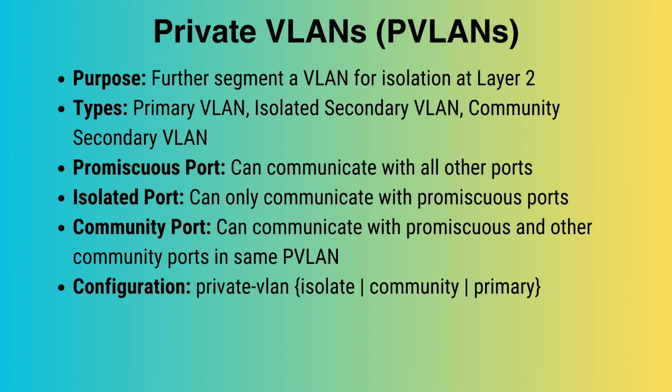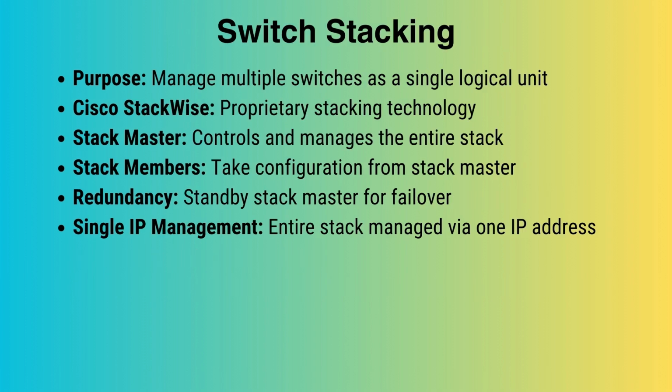To configure PVLANs, start by creating the primary and secondary VLANs using the private-vlan command. Assign ports to the appropriate VLAN type. PVLANs are useful in environments where additional segmentation and isolation are required, such as in data centers or secure network segments.